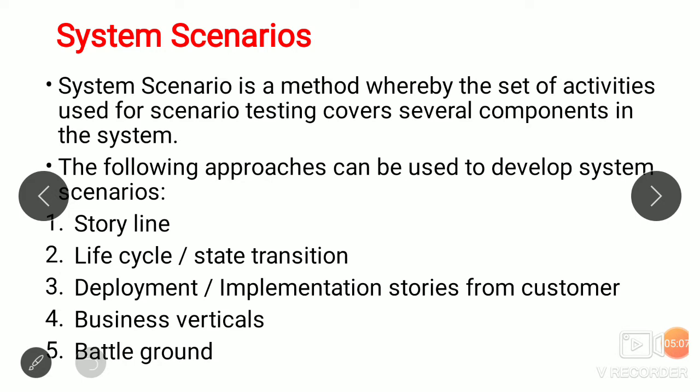Here money is an object. Based on money we are going to do the transitions. That is, first we deposit the money into the account. We can withdraw the money from the account and we can calculate the interest on the money. Like this, different states are there on the same object. This is about life cycle and state transition.